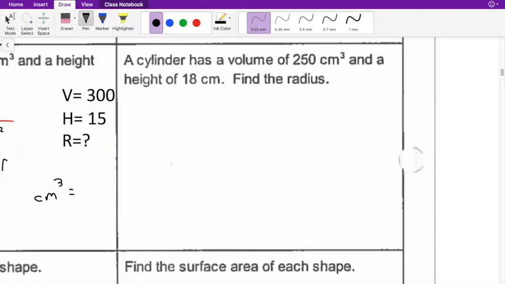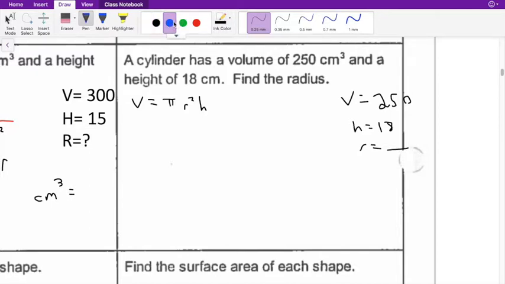So a cylinder has a base of 200, a volume of 250. Let's go, volume equals 250, and a height equal to 18. So let's write out my formula for a cylinder. Volume equals pi r squared h. Now I'm looking for my radius. That's what I'm looking for.